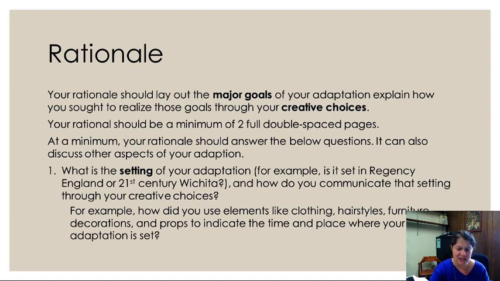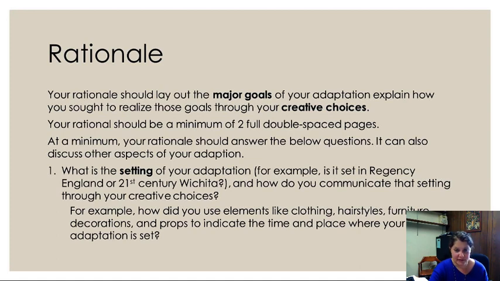So the first question it should address is, what is the setting of your adaptation? For example, is it set in Regency England during Austen's time period, or is it in 21st century Wichita? And then how do you communicate that setting through your creative choices? For example, how do you use things like clothing or hairstyles or furniture or decorations or props to indicate the time and place your adaptation is set?